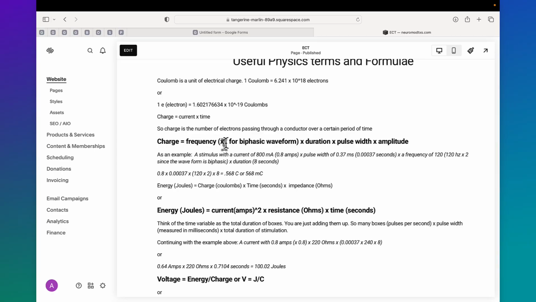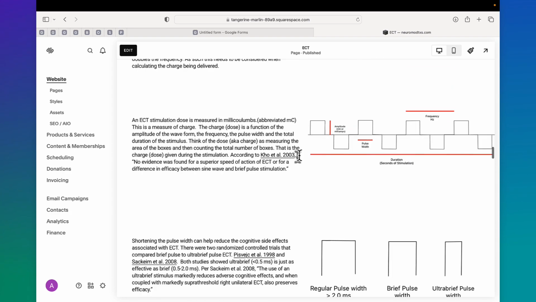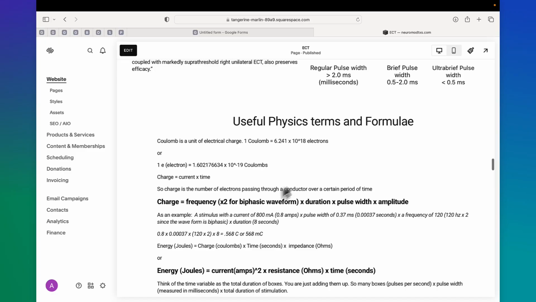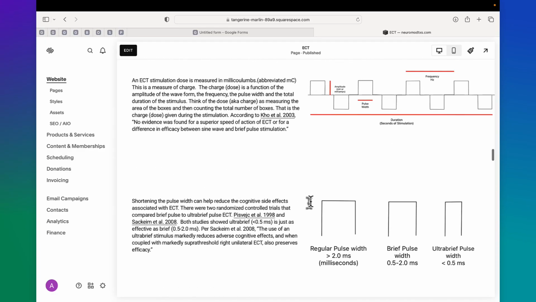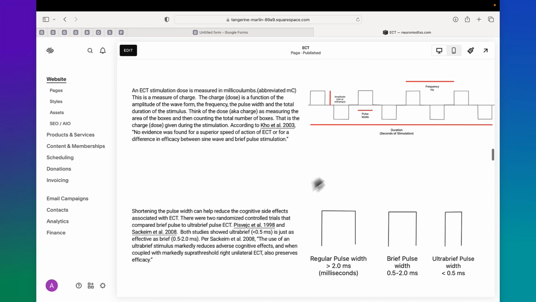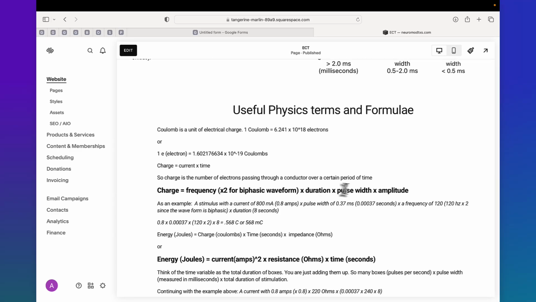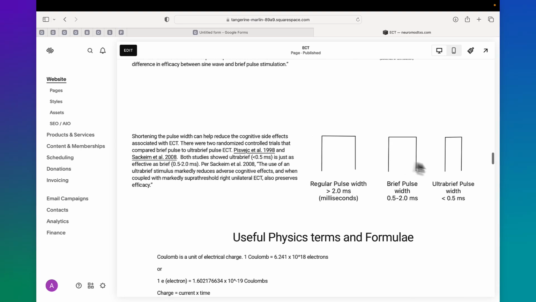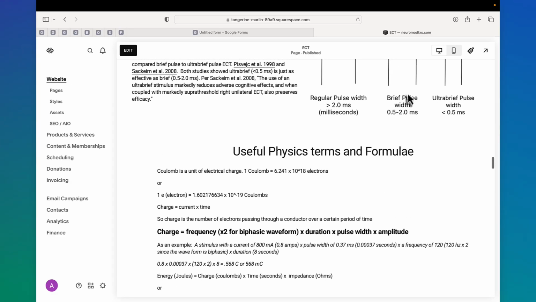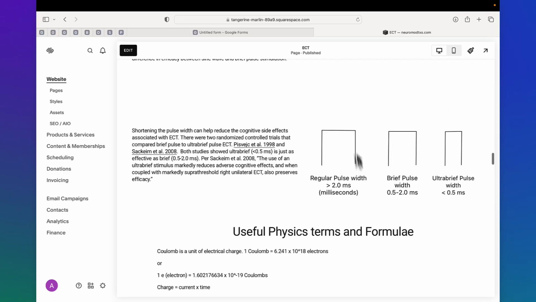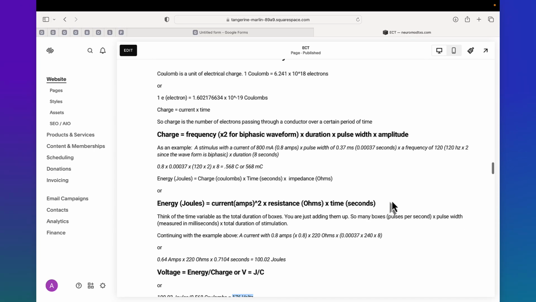So a frequency, and we're going to multiply it times 2 since it's a biphasic waveform, one above and one below the x-axis, times the total duration, 8 seconds. That tends to be the longest duration that most ECT machines can use, times the pulse width, and we have a range here: ultra brief, brief, and then regular pulse. And then times the amplitude. So how high is that box? And that is measured in amps or milliamps.